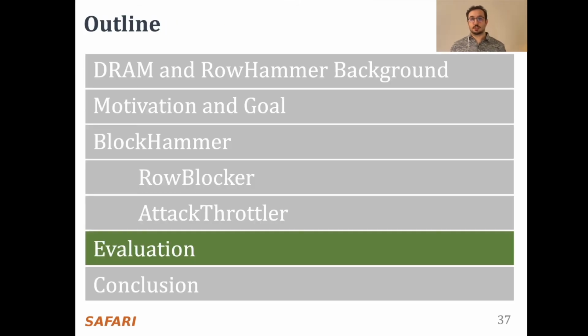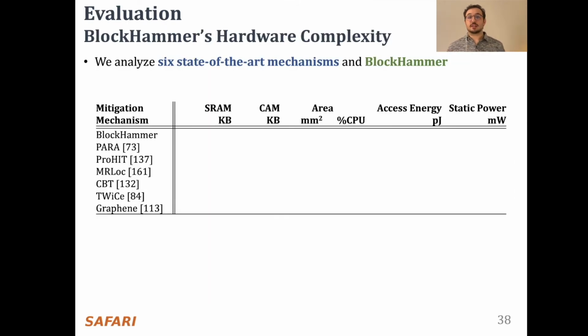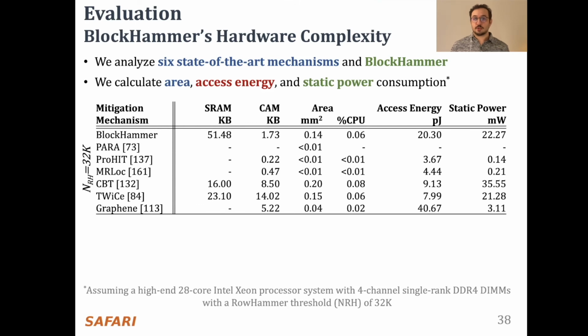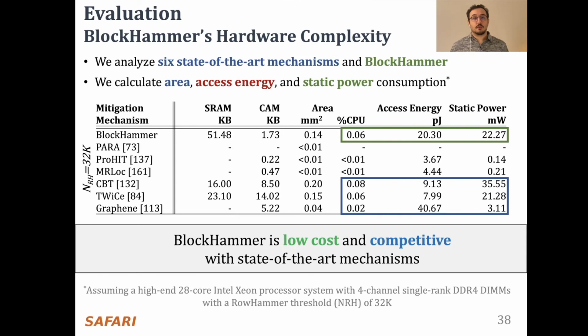I will share the key evaluation results next. We analyze and compare BlockHammer's hardware complexity with 6 state-of-the-art RowHammer mitigation mechanisms, namely PARA, ProHit, MRLog, CBT, Twice, and Graphene. We calculate hardware complexity in terms of area, access energy, and static power consumption for a RowHammer threshold of 32K, which is a realistic assumption for current DRAM chips. We observe that BlockHammer is low-cost and competitive with state-of-the-art RowHammer mitigation mechanisms.